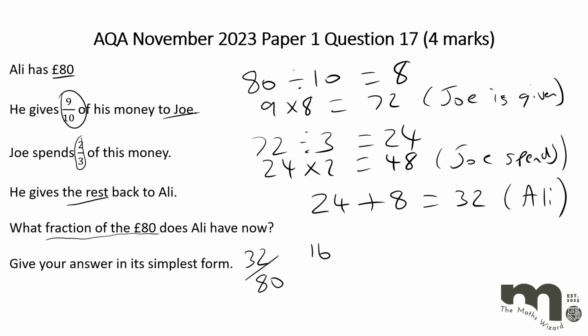Half again, you've got 8 over 20. Half again, you get 4 over 10. And then if you half that again, you will get 2/5, which is the fraction in the simplest form. You can use other factors there if you want to, if you do want to get to 2/5 in a faster way.